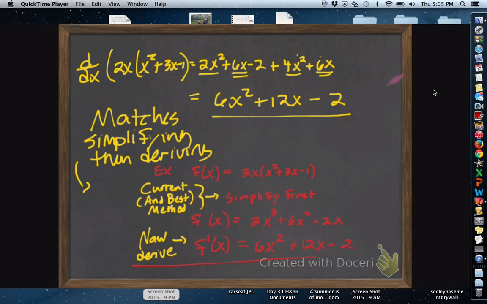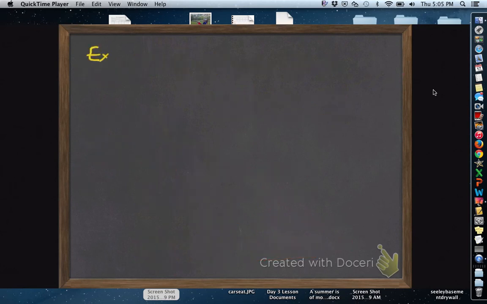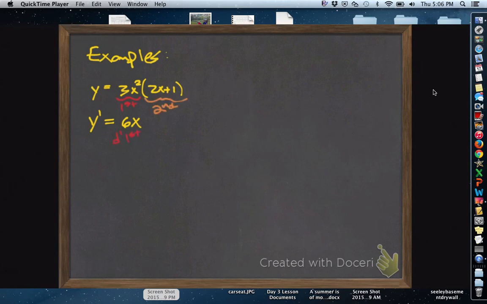Okay, so I'm going to do this one more time on another example, and then let you rip from there. Next page, another little example, something pretty simple: 3x squared times 2x plus 1. I've got a first and a second function, and 6x is the derivative of the first times the second function unchanged that I need to write in here next.